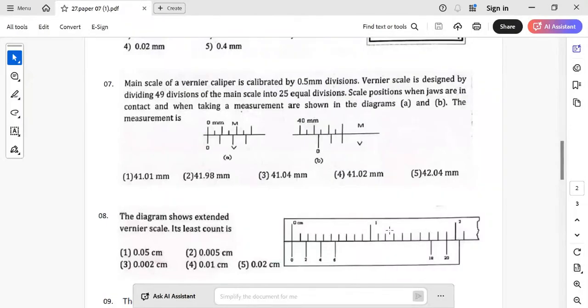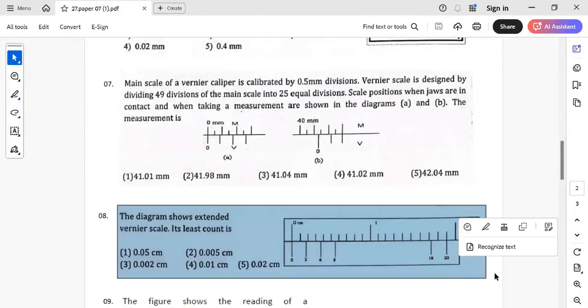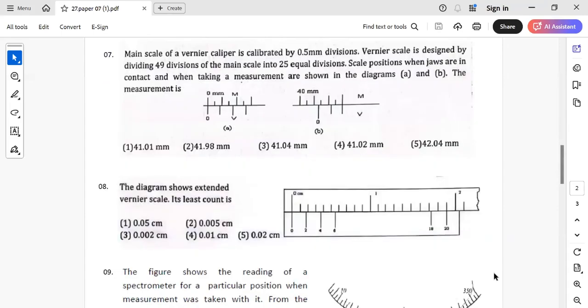See the question. Did you see in this question the main scale is calibrated in 1 millimeter, right? 10 and 9 or 19 1 millimeter divisions coincide with the vernier scale, and the vernier scale is calibrated. This vernier scale is calibrated as multiples of 2. Got it? 0 2 4 6, right?